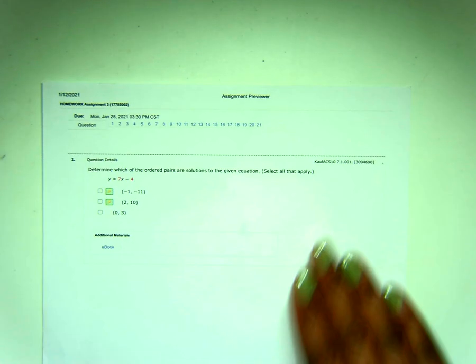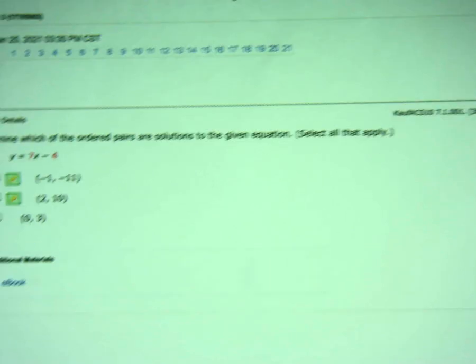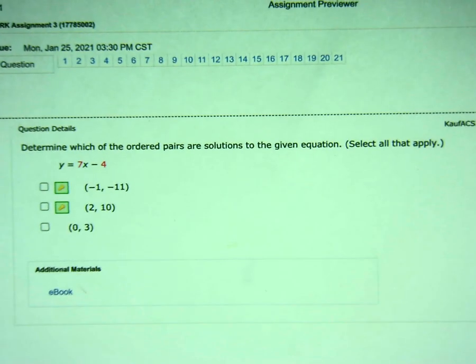So let me zoom in on this one. This is one of the first examples for the homework for Module 3. Hopefully you can see that very carefully. You have an equation given to you, and rather than trying to solve the equation right here, it wants you to test all three of these answer choices to see which one is actually true.